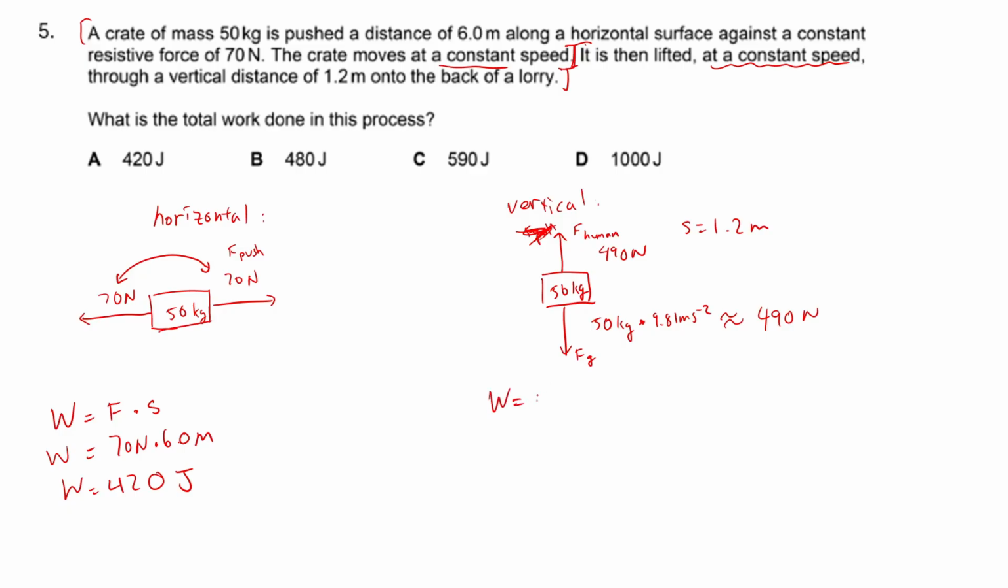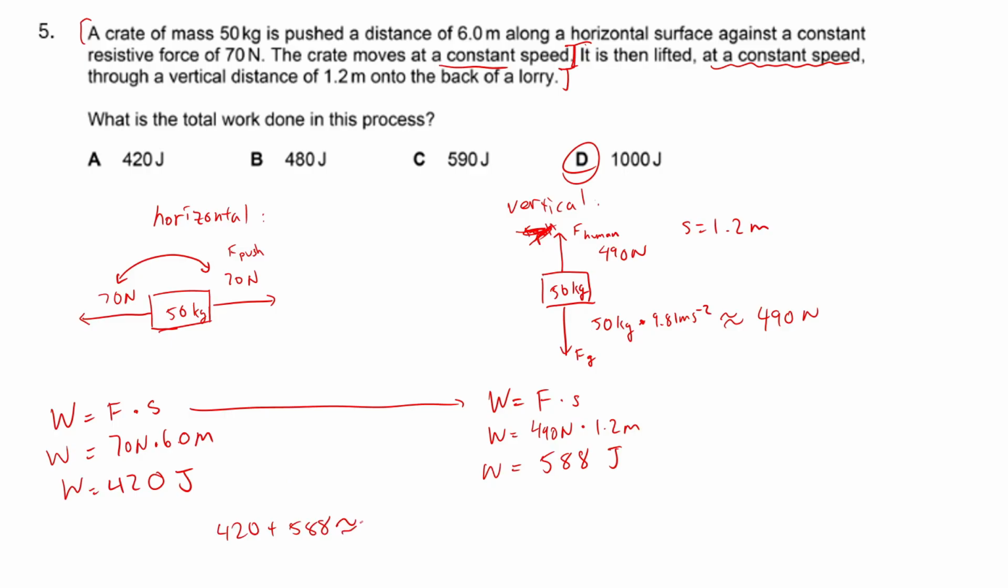So if you remember, we just did this, you're just using the same equation. Work is equal to force times distance, where our work is equal to 490 newtons multiplied by 1.2 meters. And this is about 588 joules. So in this case, our answer should be approximately D, because 420 plus 588 is around 1000.